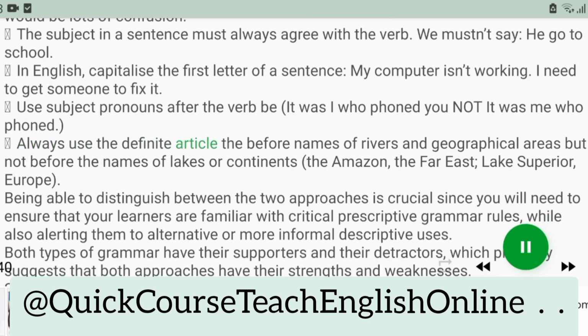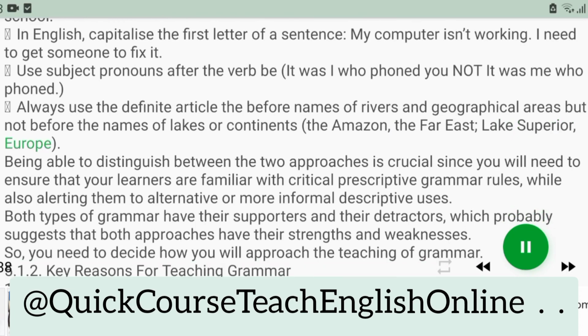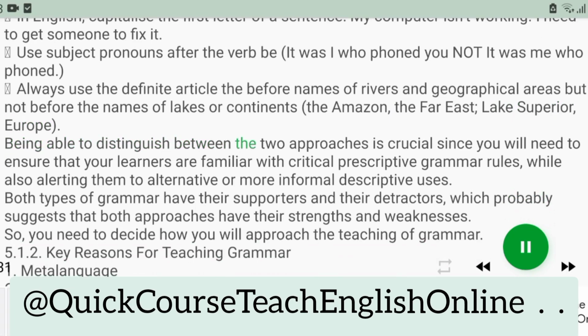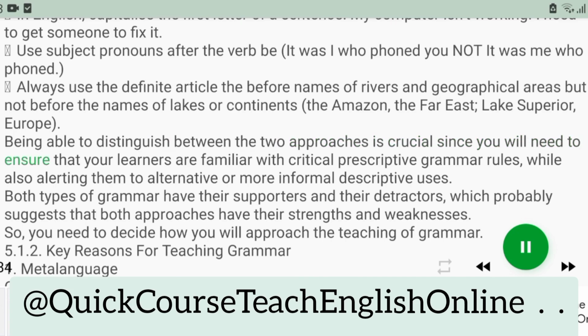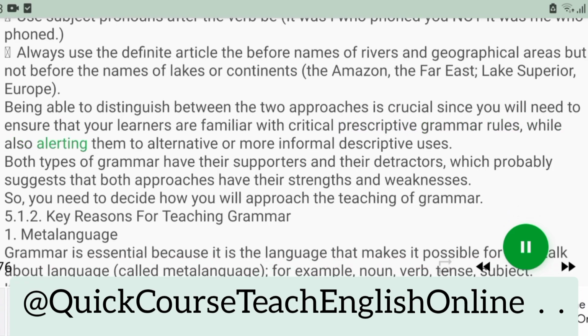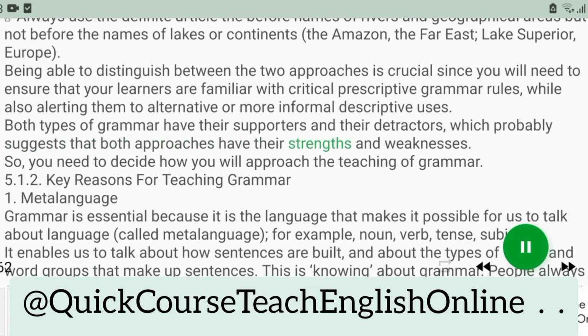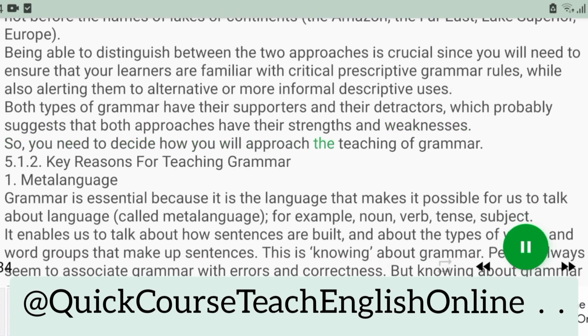Always use the definite article "the" before names of rivers and geographical areas but not before the names of lakes or continents: the Amazon, the Far East, Lake Superior, Europe. Being able to distinguish between the two approaches is crucial since you will need to ensure that your learners are familiar with critical prescriptive grammar rules, while also alerting them to alternative or more informal descriptive uses. Both types of grammar have their supporters and their detractors, which probably suggests that both approaches have their strengths and weaknesses. So, you need to decide how you will approach the teaching of grammar.